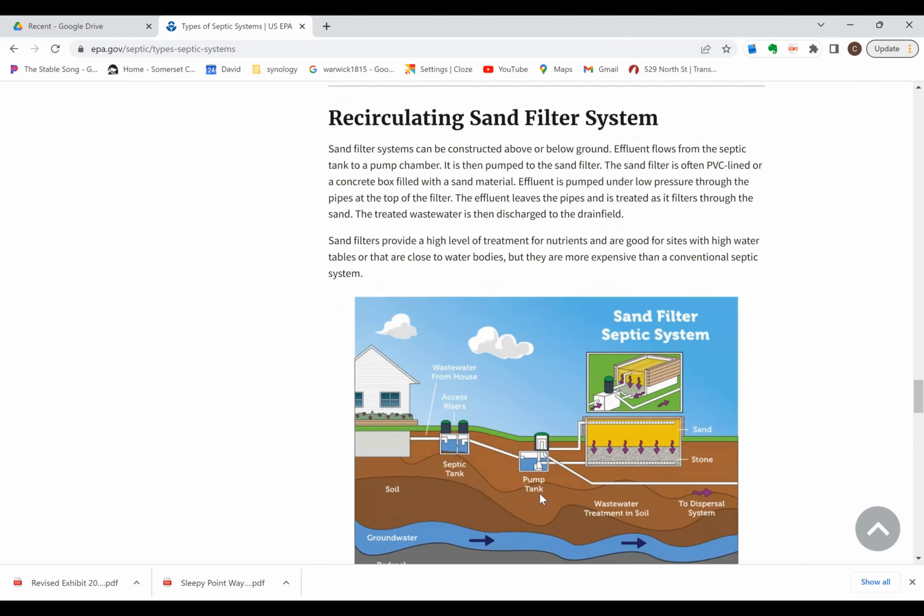And this is what it looks like for the sand filter system. So this is really good if you have a really high water table.